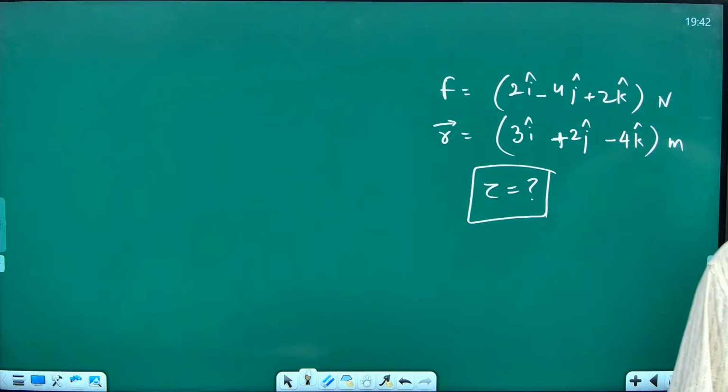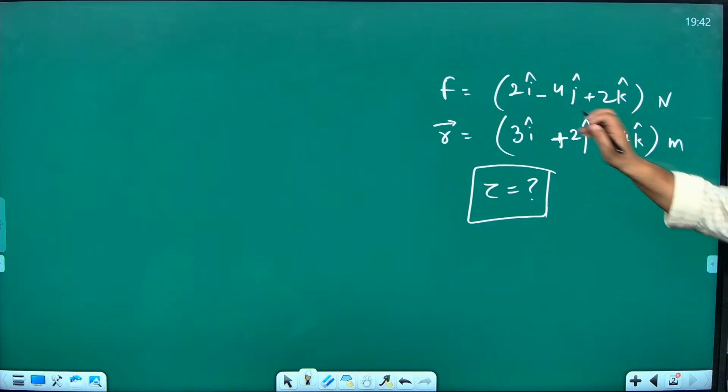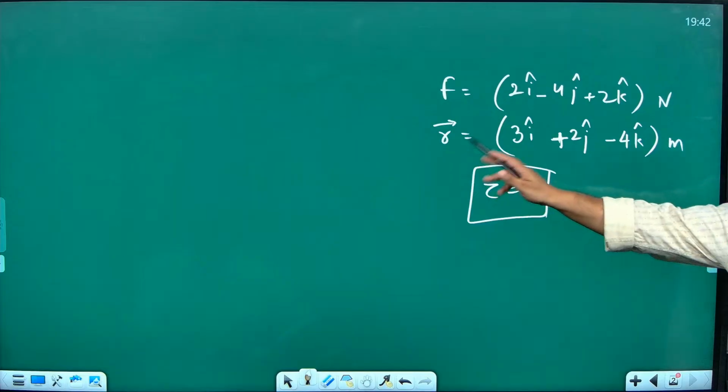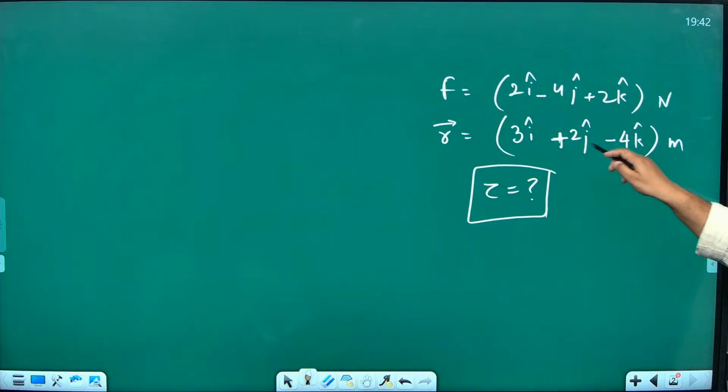Could you please repeat the force? I have written it on the board, man, check. 2I cap minus 4J cap plus 2K cap, with the position vector 3I cap plus 2J cap minus 4K cap. You have to find the value of torque. Simple. Just do the cross product properly, you will get the answer.